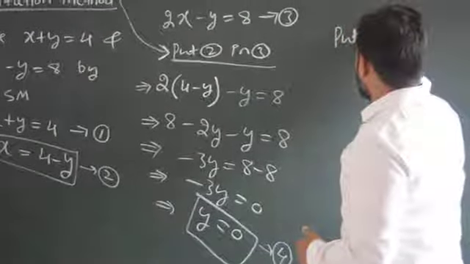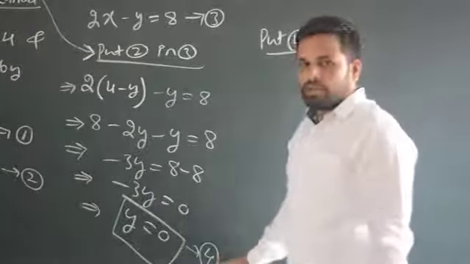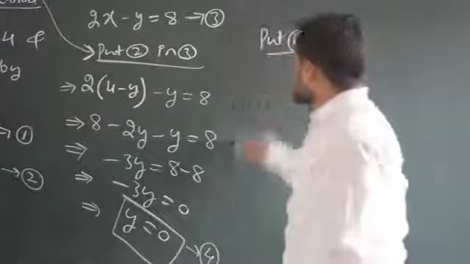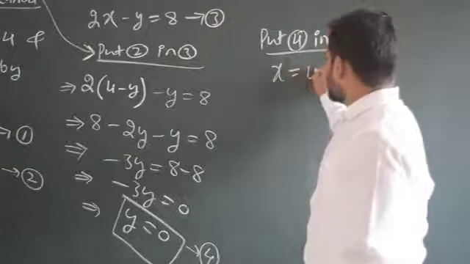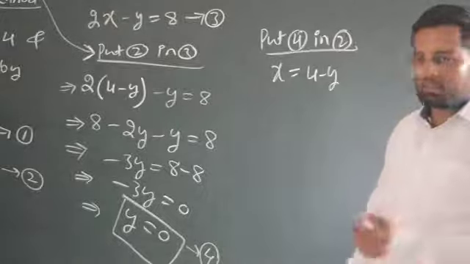So what I will say now? Put 4 in 2. Look at this. Whatever value of y I have got, that I am going to put in the second equation. What is the second equation? Tell me. x is equal to 4 minus y, no? What is the value of x? x is equal to 4 minus y.